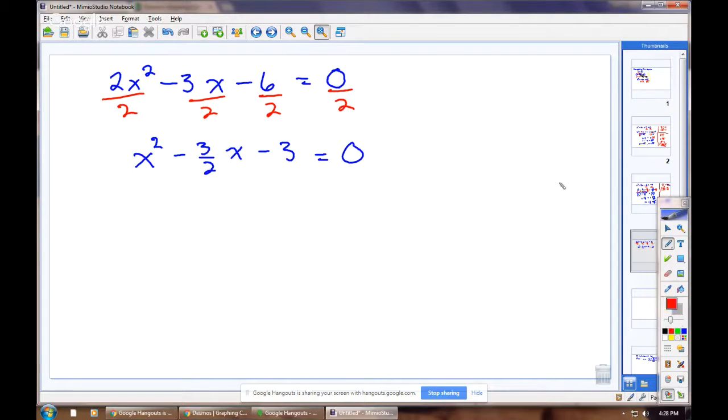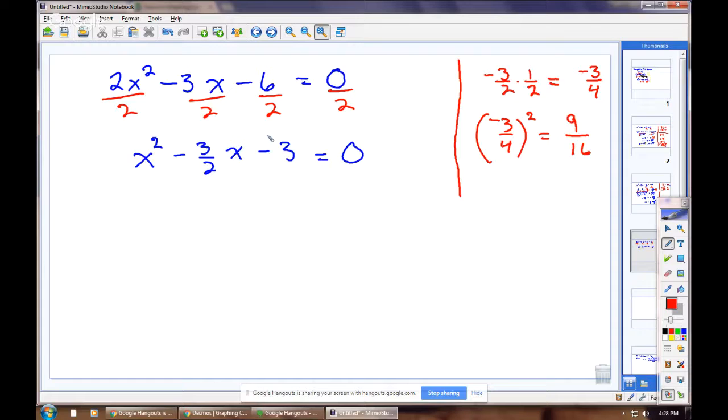So completing the square, remember the first step is to take that middle coefficient, negative 3 halves, and divide by 2. Remember, dividing by 2 is the same as multiplying by a half. So that means one of my magic numbers is negative 3/4. Second step is to square that number. Negative times a negative is a positive, 9 over 16. So that's my magic number. So get rid of this 3 here by adding it to the other side so we can throw our magic number in.